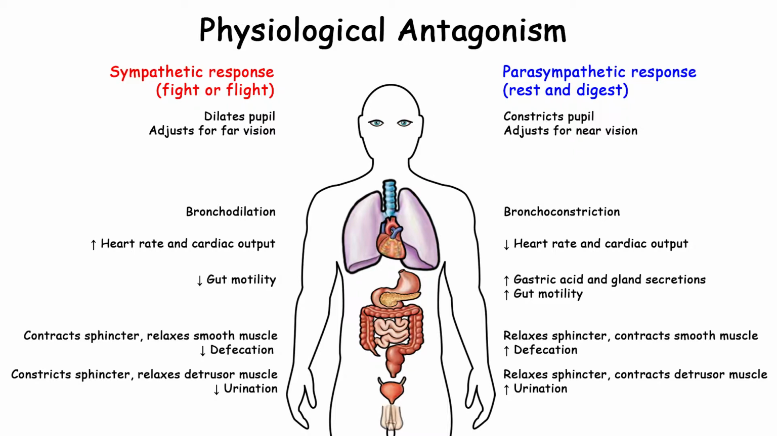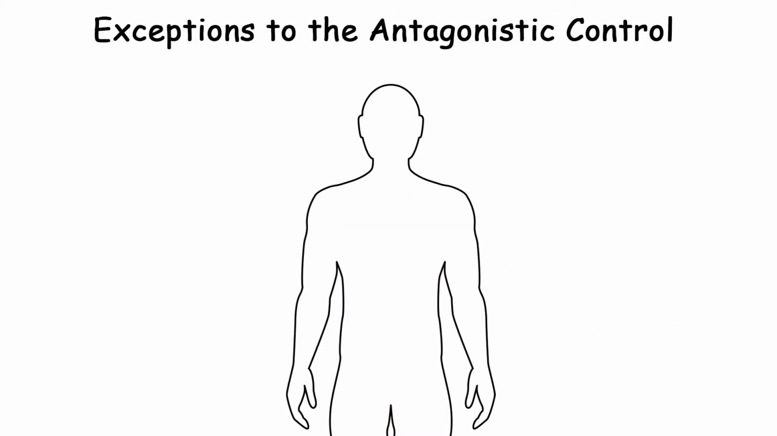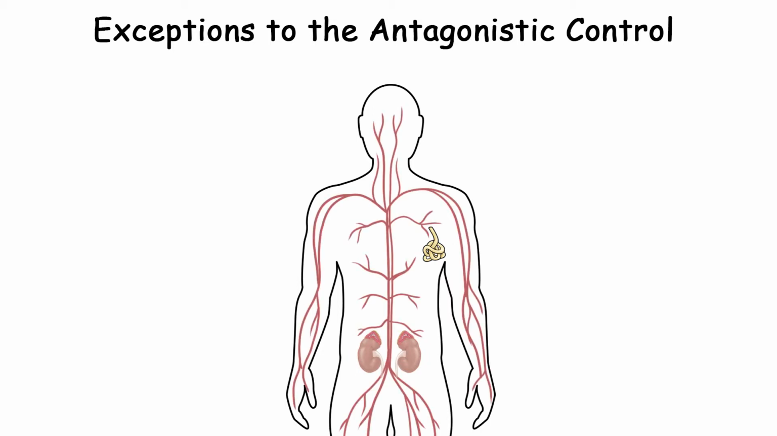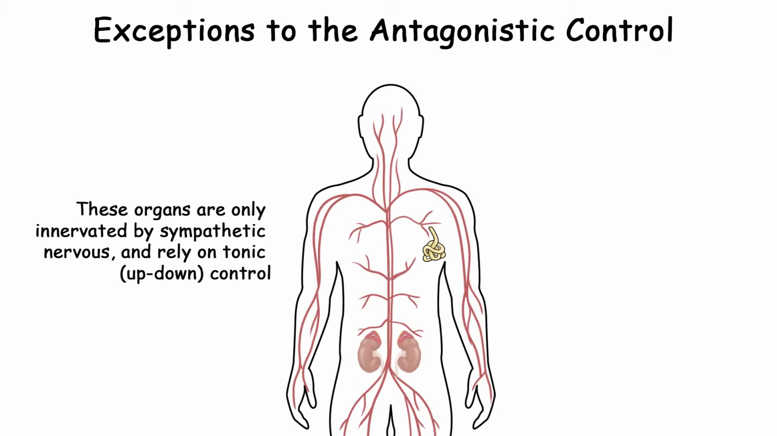As for the male sex organs, the sympathetic system governs ejaculation, while the parasympathetic system controls erections. This dual but opposite innervation, allowing antagonistic control, is a hallmark of the ANS. While it is responsible for the homeostasis of most internal organs, it does not apply to sweat glands, the adrenal medulla, and most blood vessels. Instead, these organs are innervated solely by the sympathetic system and rely on tonic or up-down regulation.